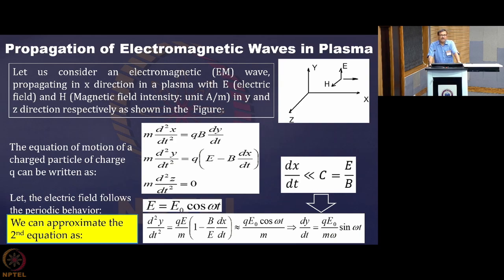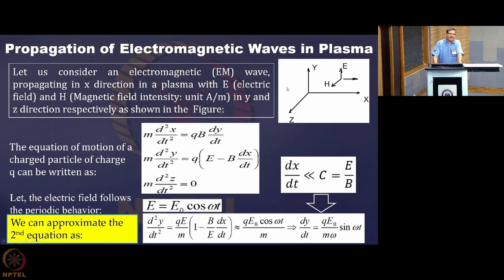So here is what we learned in our previous class on the propagation of electromagnetic waves in plasma. We used a right-handed coordinate system, and in that the electromagnetic wave was propagating in the x direction. The electric field was pointing in the y direction, and the magnetic field was pointing in the z direction. You can look at my cursor, the upper right figure, which shows the picture.